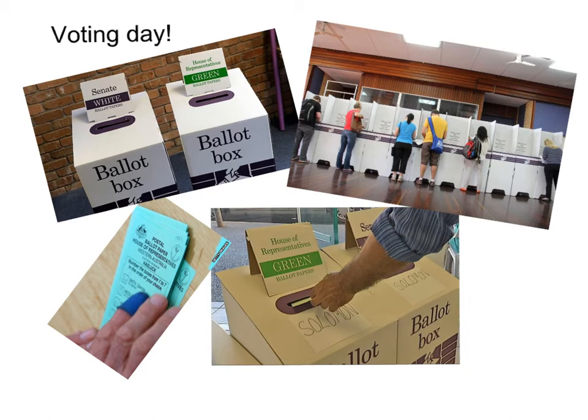Your name is crossed off the electoral roll, and you're given a green form to vote for the House of Representatives and a white form to fill in for the Senate. You fill in these forms in cardboard booths, which are designed to make it a little bit more private when you vote so people can't see your vote. And then you put each of your votes in the appropriate ballot box.